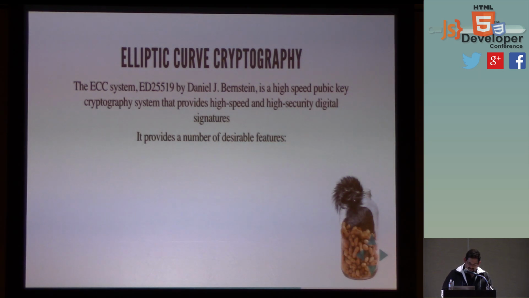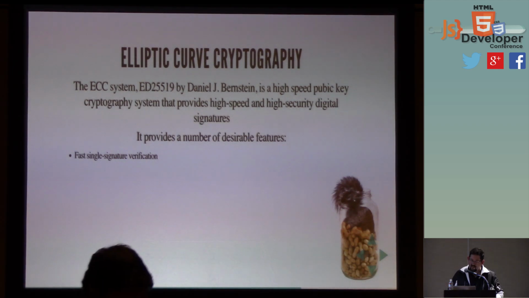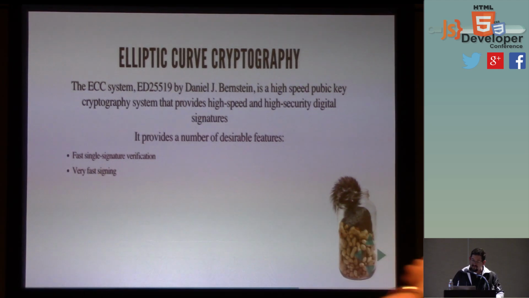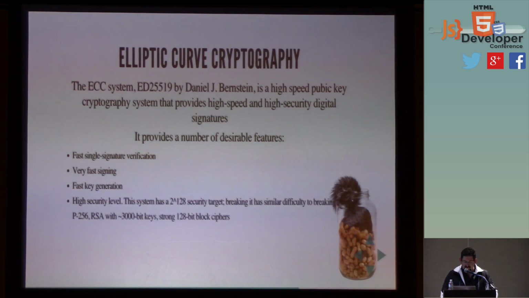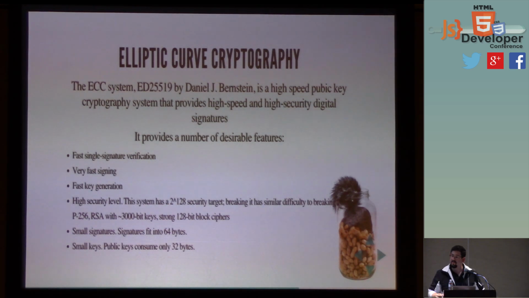We'll not dwell long on this slide, but elliptic curve cryptography is chosen for a number of reasons. Some of those reasons are that it generates very fast signature verifications. It signs very quickly. It has fast key generation. It's fast. That's the bottom line. And the second bottom line is that the signatures are very small. The signatures can be 64 bytes, and the public keys are 32 bytes, very small.